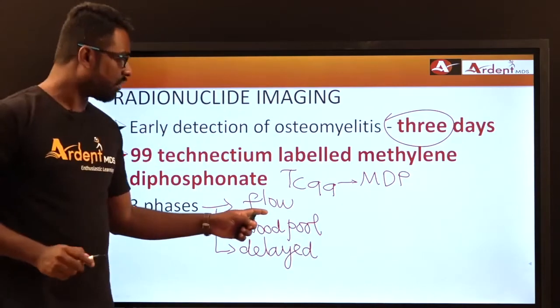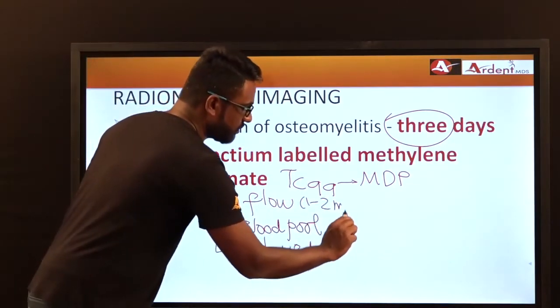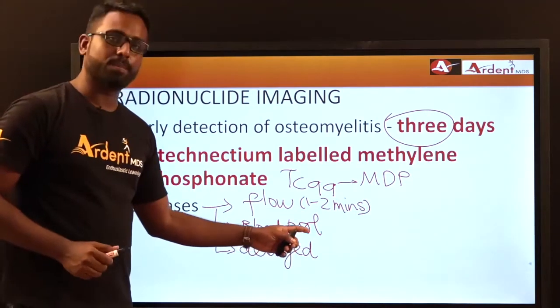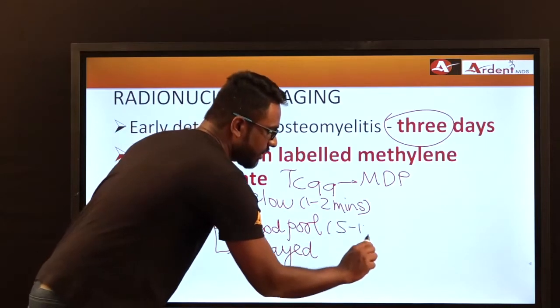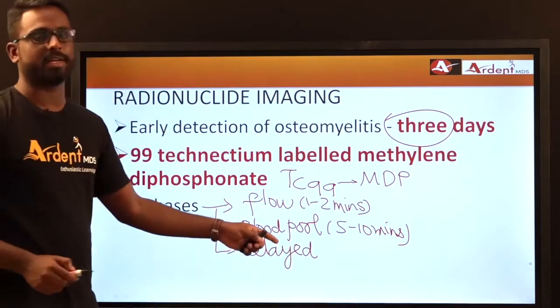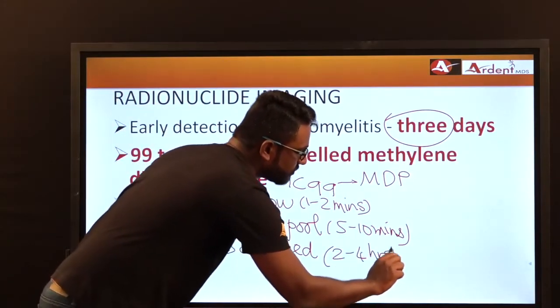So the flow phase occurs immediately, that is within 1 to 2 minutes. Next is the blood pool phase, where the blood is getting pooled and it takes some time, around 5 to 10 minutes. And last is the delayed phase, where it takes some hours, like 2 to 4 hours.